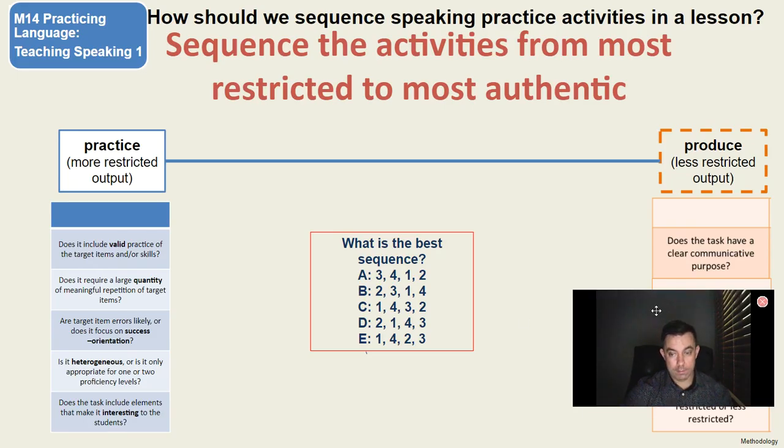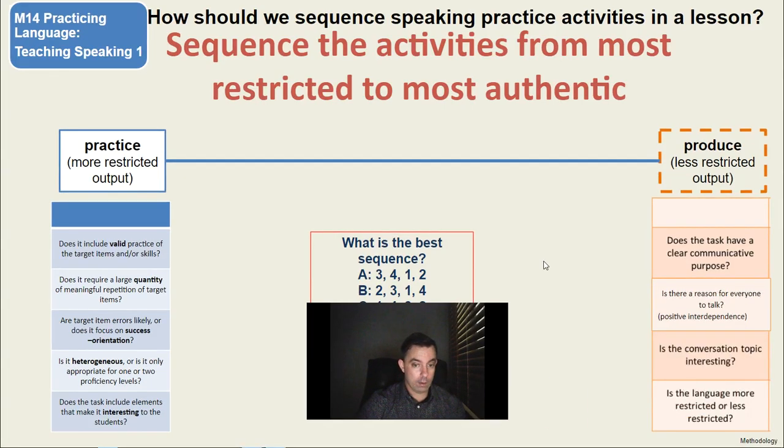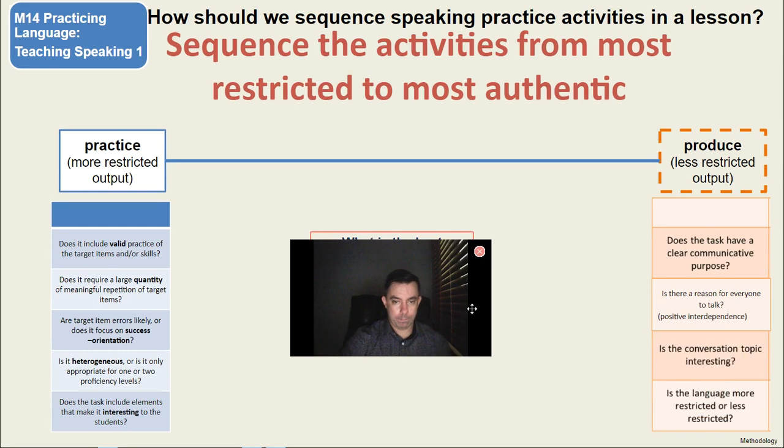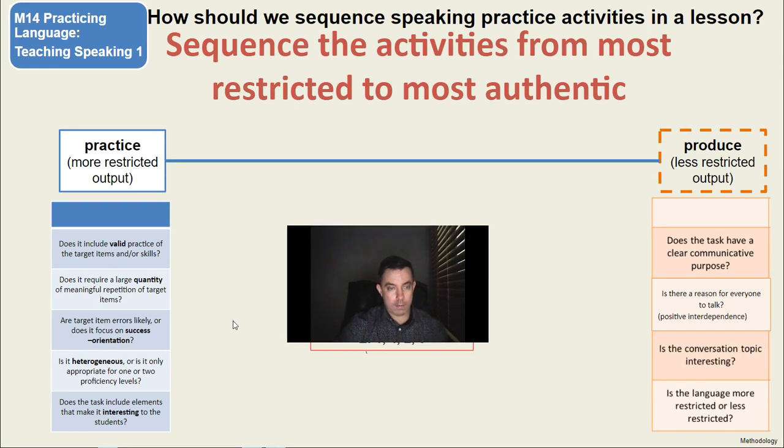There it is. That's exactly what your slide looks like in your individual task slides. I'll draw your attention to something else here. As I mentioned, the criteria are typically used with restricted practice activities to determine how good they are. So validity, quantity, success orientation, etc.